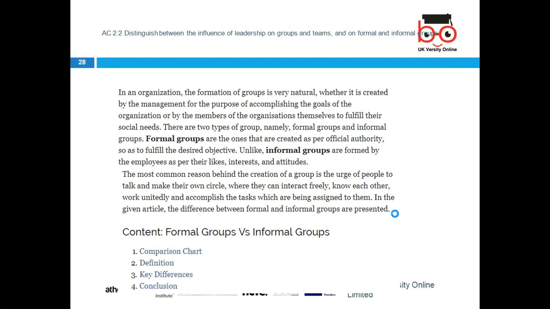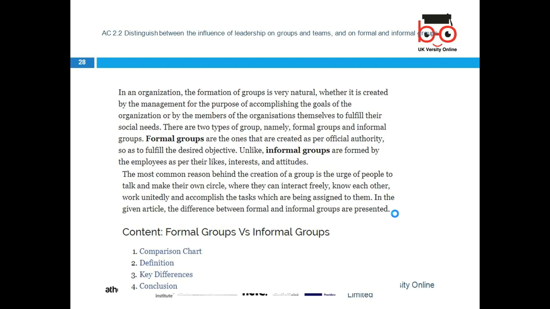Okay, next we have 2.2 assessment criteria. We need to look at the influence of leadership on groups, formal and informal groups. In an organization, the formation of groups is very common. We can look at whether a group is created by the management for the purpose of accomplishing the goals of the organization. Formal groups are ones created as per official authority. That's the formal group. We can give them clear objectives. So formal versus informal groups.